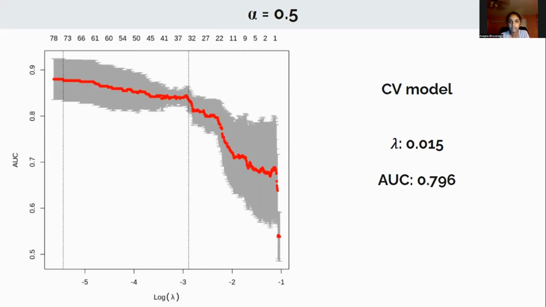So for alpha value 0.5, this is the cross-validation model. We obtained a lambda value of 0.015 and an AUC of 0.796. This red line here basically is the real actual AUC value. And then this gray area is the confidence interval. So this upper bound is the highest AUC value we could have gotten with this lambda value, and then this lower bound is the lowest possible AUC value we could have gotten.